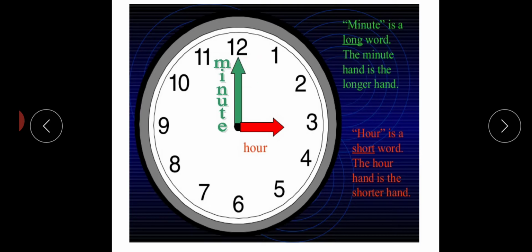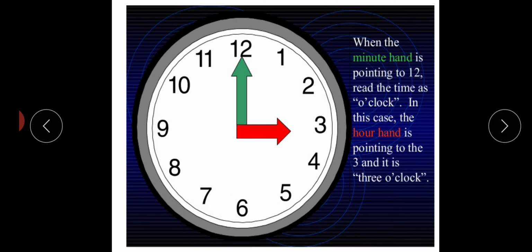As minute hand is the longer word, so we can say this long arrow is a minute hand. And hour is a short word, so the hour hand is the smaller one. If you forget which one is the hour hand and which is the minute hand, you can think that the smaller hand is the hour hand because hour is the smaller word, and the bigger hand is the minute hand because minute is the bigger word, so it shows minutes.